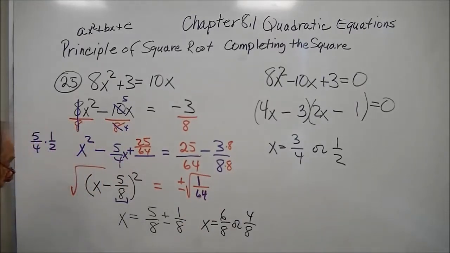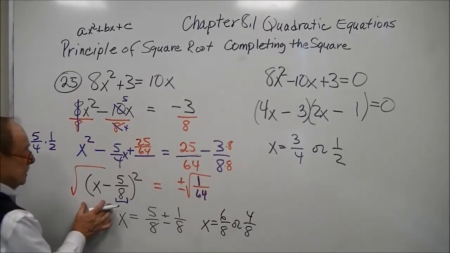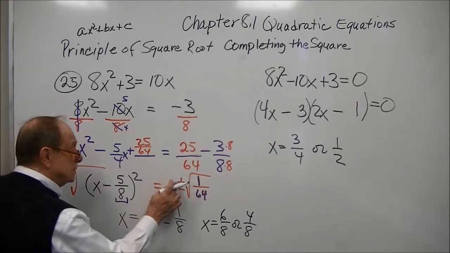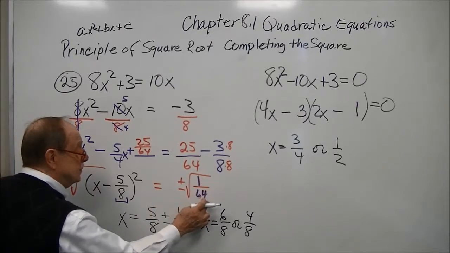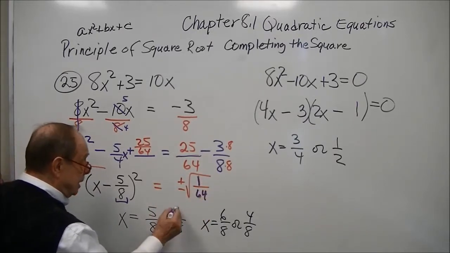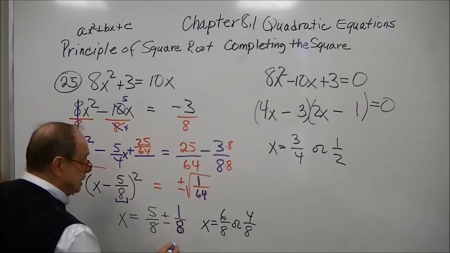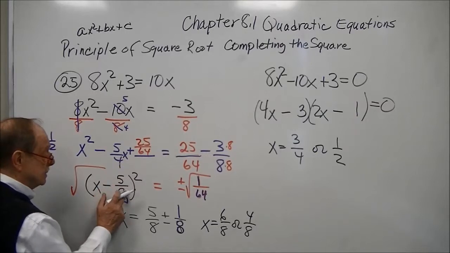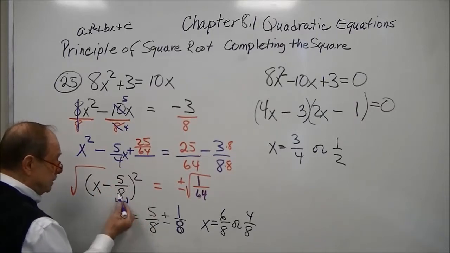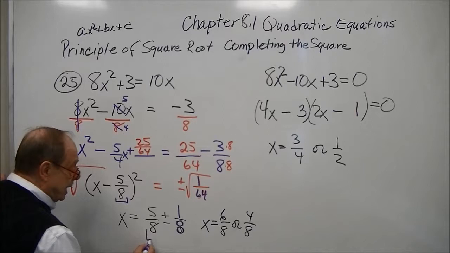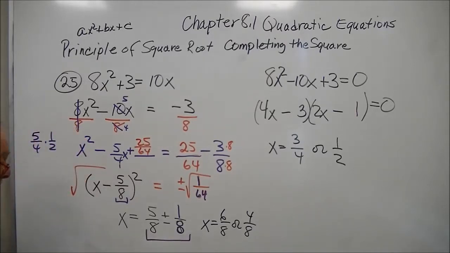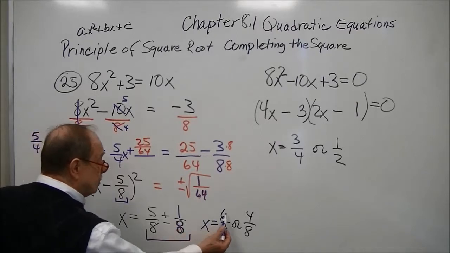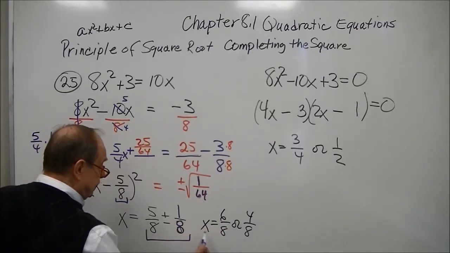Then I have 25 minus 24 gives me the 1/64. Okay. Now I take the square root of this side, it just gives me the radicand. I take plus or minus the square root of 1/64, that's going to give me 1/8. Plus or minus 1/8. I take my negative 5/8, move it to the other side, it changes its sign, and now I have this.